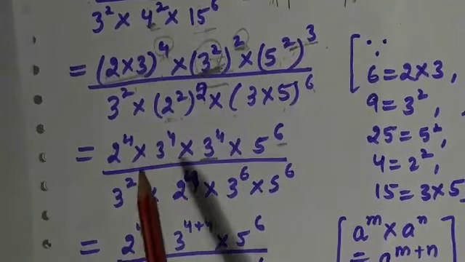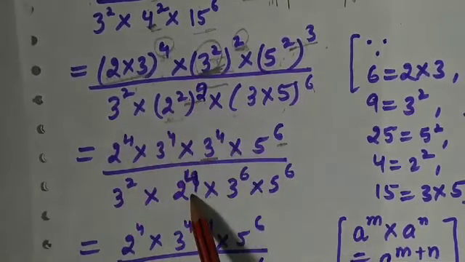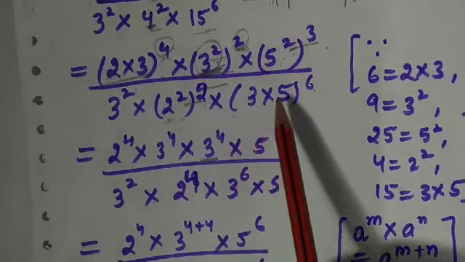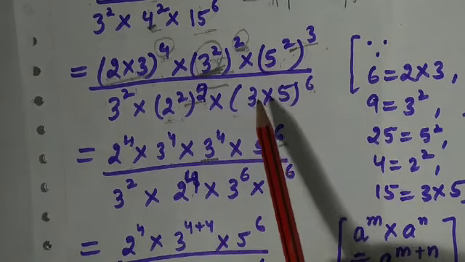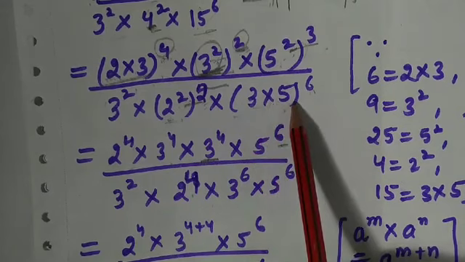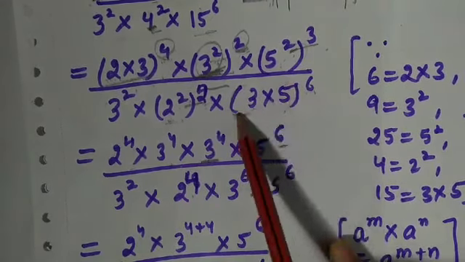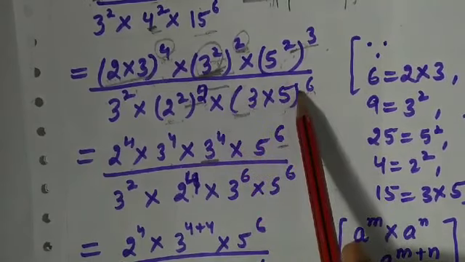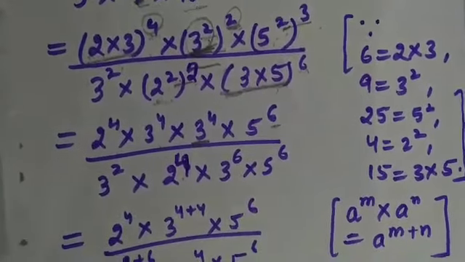Now in the denominator we have 3 raised to the power 2. Power to the power means powers get multiplied. Same here, we have a into b raised to the power m. It means a raised to the power m into b raised to the power m. If we have power to the whole, then the power gets distributed to each number. So this can be written as 3 raised to the power 6 into 5 raised to the power 6.